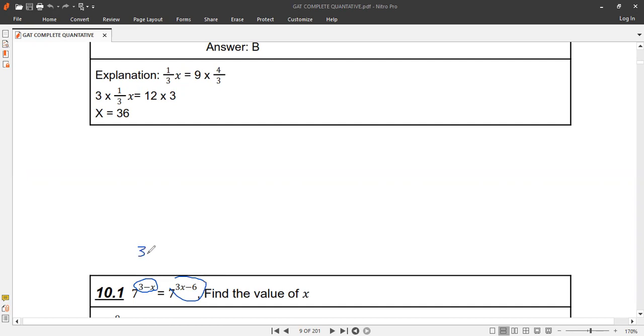3 minus x equals 3x minus 6. Now, as I mentioned before, we put the variables on one side, so we keep 3x on the second side, and we bring negative x to this side. It becomes plus x. And on the first side, we have 3, and minus 6 becomes plus 6.